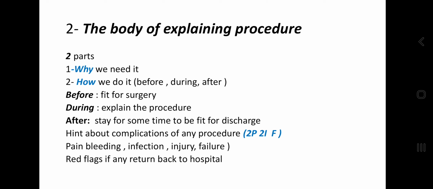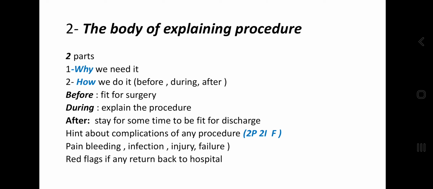The body of explaining a procedure. There are 2 parts: why we need it and how we will do it. Why we need it? Explain it. For example, we need to do this procedure, renal biopsy, to confirm the diagnosis and to know the staging of the disease, because every disease has a different treatment. How? Before, during, after. Before, you will come to the hospital, and we will be sure that you are fit for surgery. If you are on blood thinning medication, we will stop it, and so on.